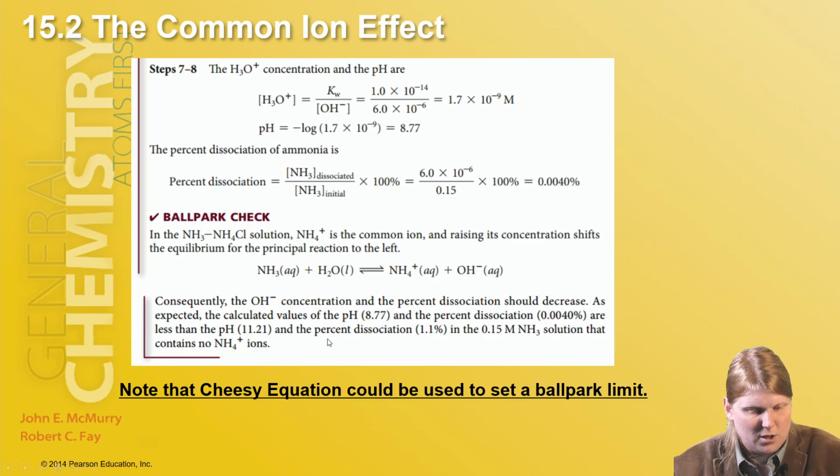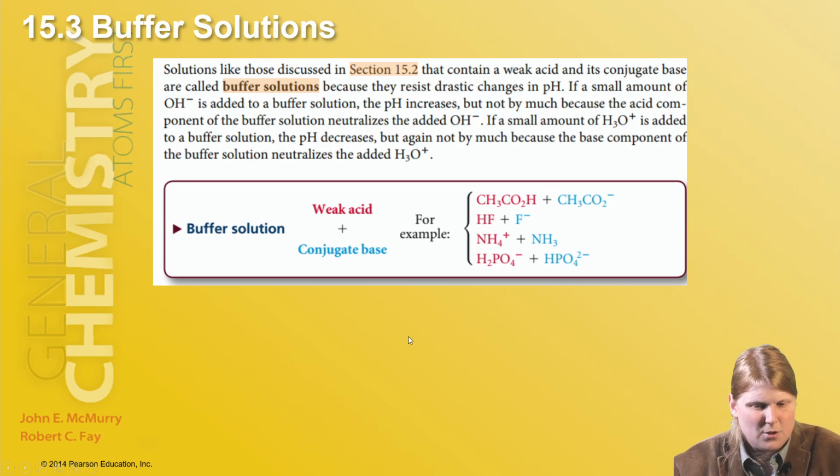We could use a cheese equation here to get a ballpark, to get this 11.21, and we know that it would need to be less basic than that because of the presence of the conjugate acid, but we wouldn't be able to actually calculate it any further. So let's talk about buffers.